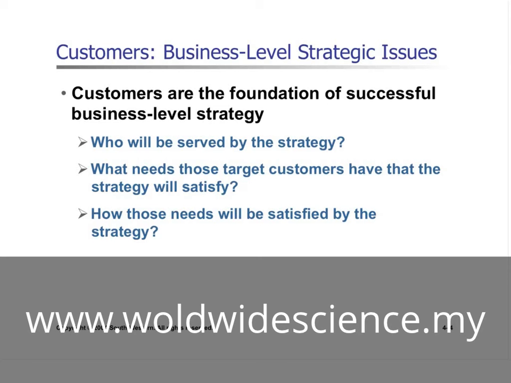And then finally, when you decide that, how those needs will be satisfied by the strategy. So that was the what level, and now is the how level. How are you going to do that? So these are the three major questions you have to answer yourself before you start your business level strategizing.